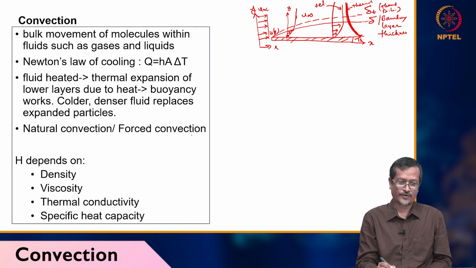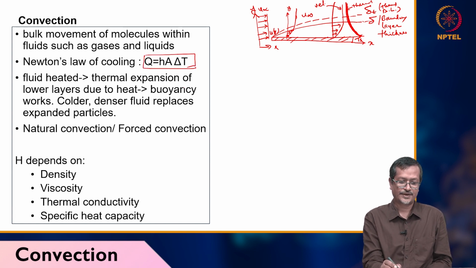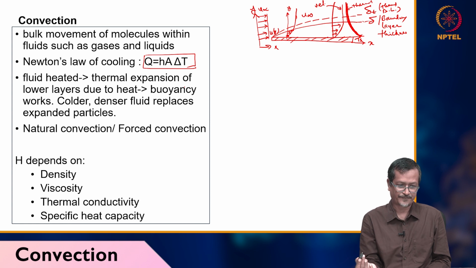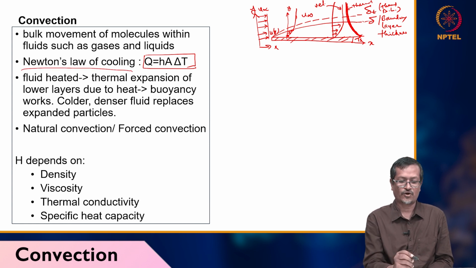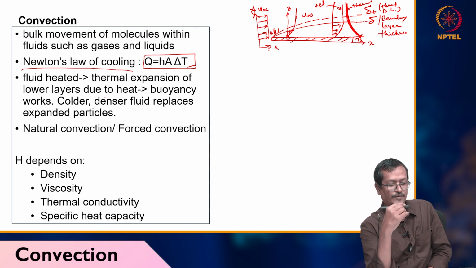Okay, and for convective heat transfer, the formula is Q equals h A delta T. h is called the convective heat transfer coefficient. Okay, and this is coming from Newton's law of cooling. So the fluid is heated, with thermal expansion of the lower layer due to heat. Near the wall, thermal expansion will be happening. Then buoyancy will be working.